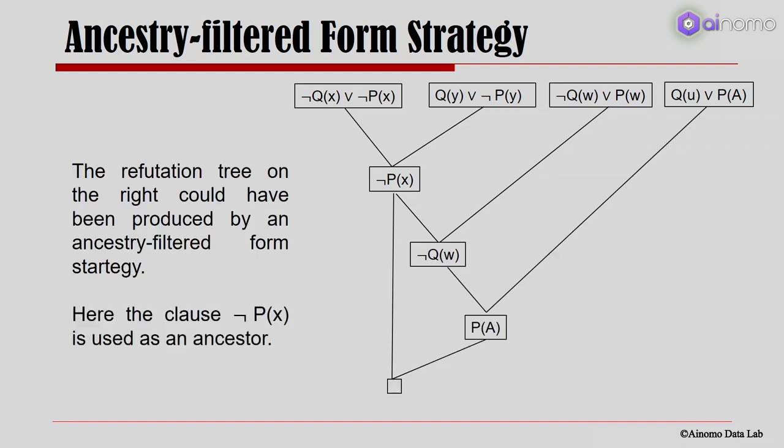towards the empty clause. Now, you could see that the refutation tree on the right is produced by an ancestry filtered form strategy, because here this clause not of P of X could be considered an ancestor. While I am resolving for PA, I am looking for the parent of Q, which is P of x. And therefore, the clause P of x is used as an ancestor, and this is the ancestry filtered form strategy.